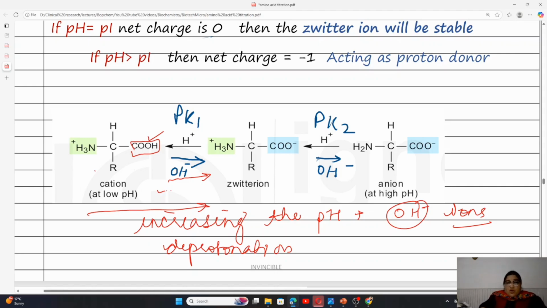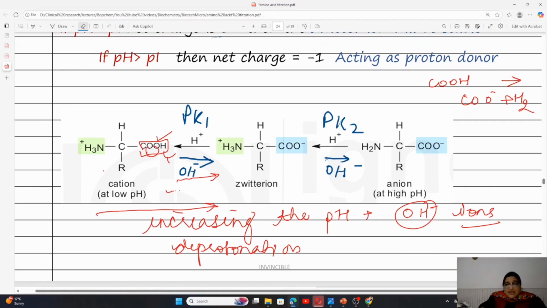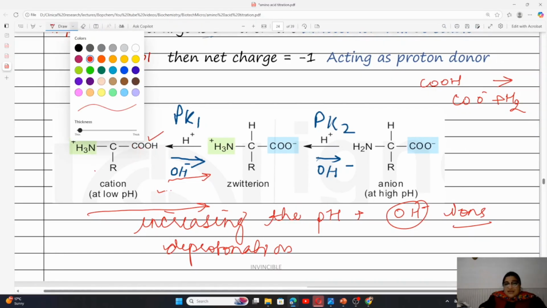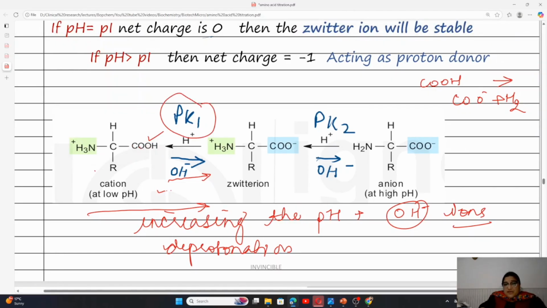All right. So now the carboxylic acid COOH is being dissociated into COO negative and H positive. So when this COOH is being dissociated, what is happening? Please understand what is happening. You can see that the dissociation constant pK1 is the dissociation constant for this carboxyl group.